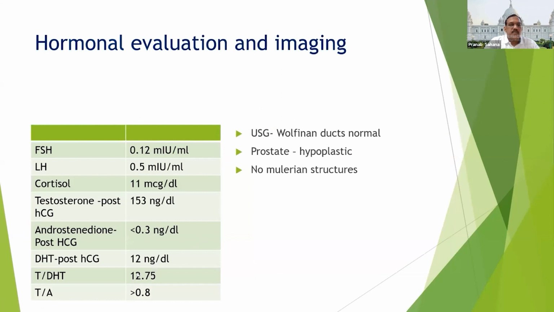Investigations, hormonal as well as stimulation tests, suggest that T/DHT, that is testosterone to dihydrotestosterone ratio, was 12.75, that is more than 10, which is suggestive of 5-alpha reductase deficiency, and testosterone to androstenedione ratio is not less than 0.8, that is more than 0.8. On imaging, prostate was hypoplastic and no Mullerian structures could be identified, and Wolffian ducts are normal. So this child is probably having 5-alpha reductase deficiency.